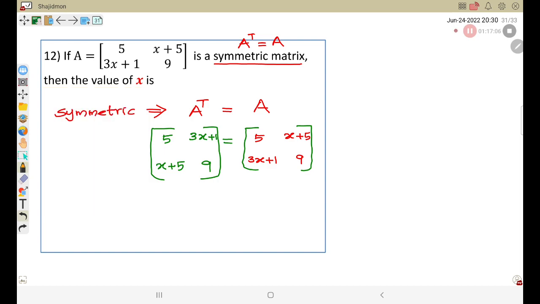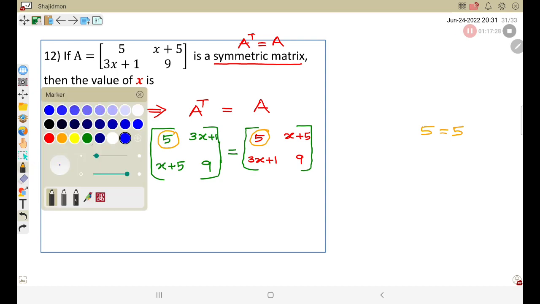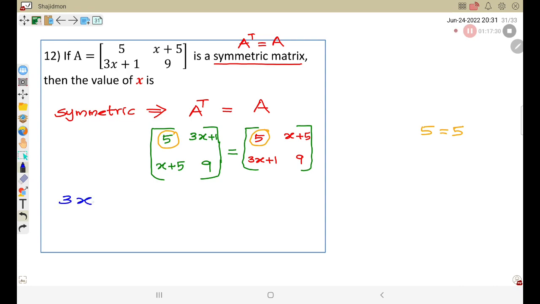Now, these two matrices are equal. It is given that these two matrices are equal. A transpose should be the same as A matrix. Correct? Now, you remember the meaning of equal. First number should be the same as the first number. 5 equal to 5, it is correct. Yes. Second number should be the same as the second number. What is the second number you can see? 3x plus 1 should be the same as the second number x plus 5. Correct? Now third number, x plus 5, same as 3x plus 1. Same idea. Fourth number 9, same.